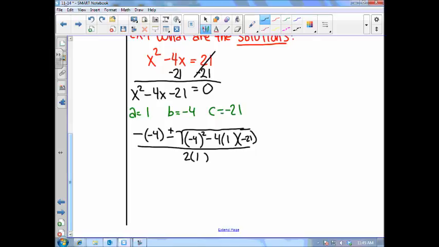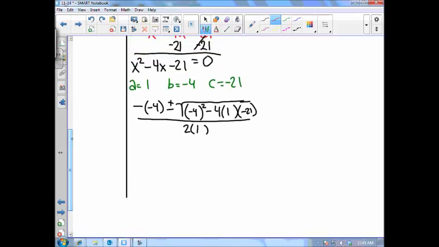All right, so now we have to go through and simplify this thing. So in the front, for the negative B, what is negative 4? Positive 4. We call that wiggle squiggle, right? Subtracting a negative is wiggle squiggle. That makes it positive 4, plus or minus square root.